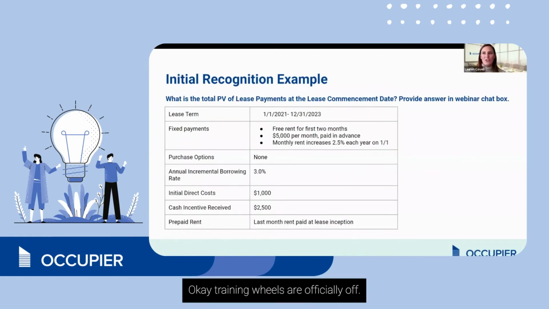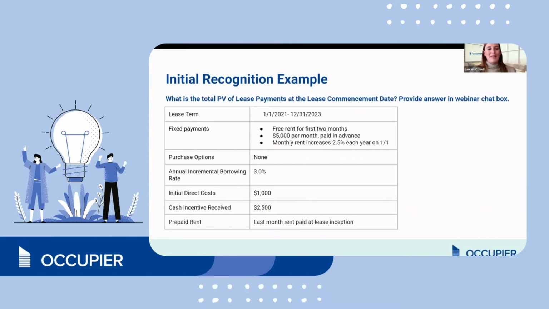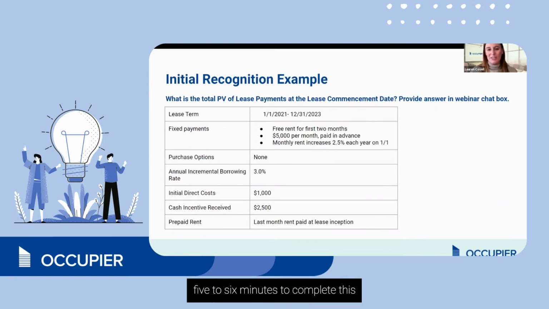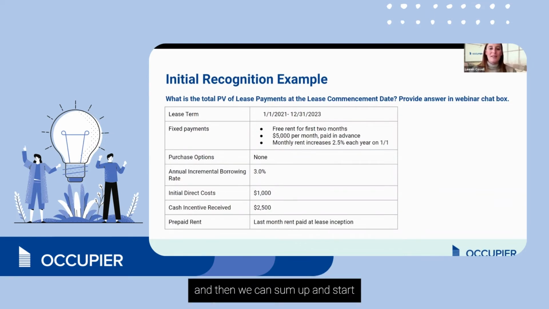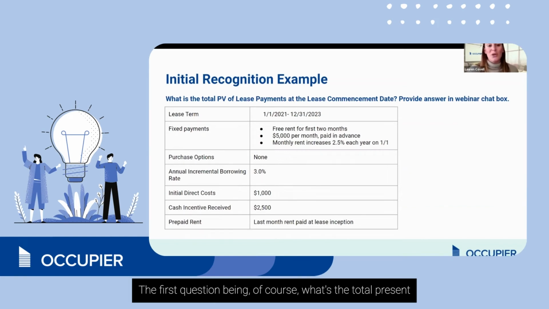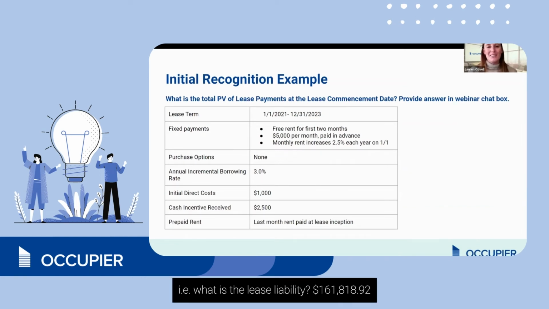Awesome. Okay, training wheels are officially off. Based on the information on this slide, I want you all to create that amortization schedule. I will give everyone around 5 to 6 minutes to complete this, and then we can settle up and start going through some questions. The first question being, of course, what's the total present value of the lease payments, i.e. what is the lease liability?